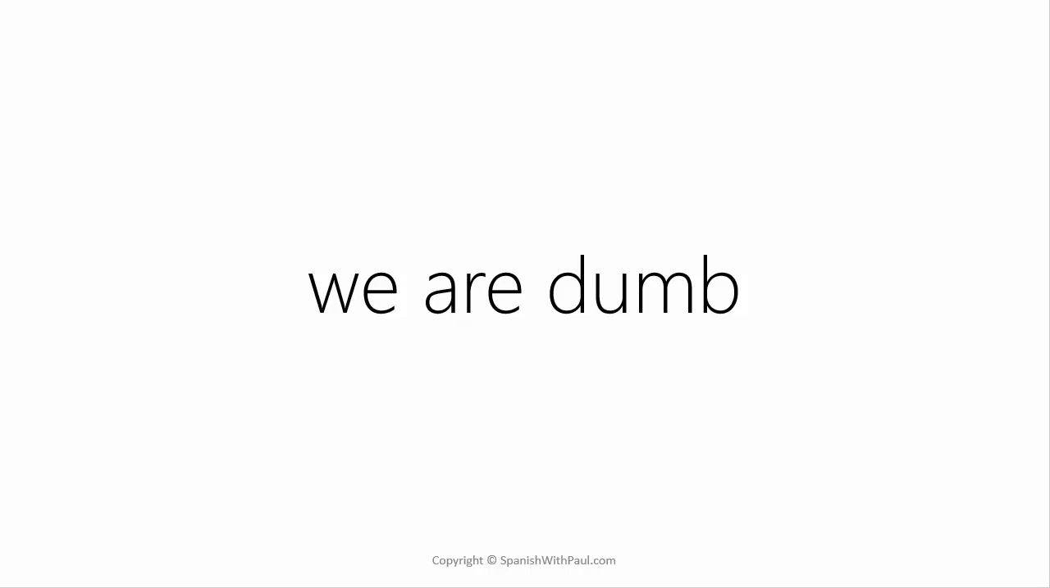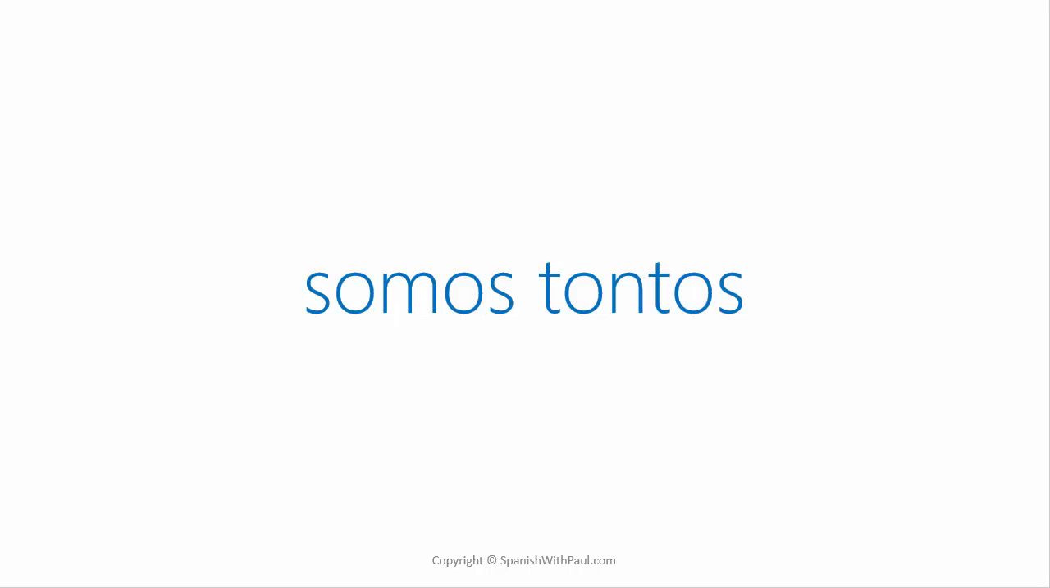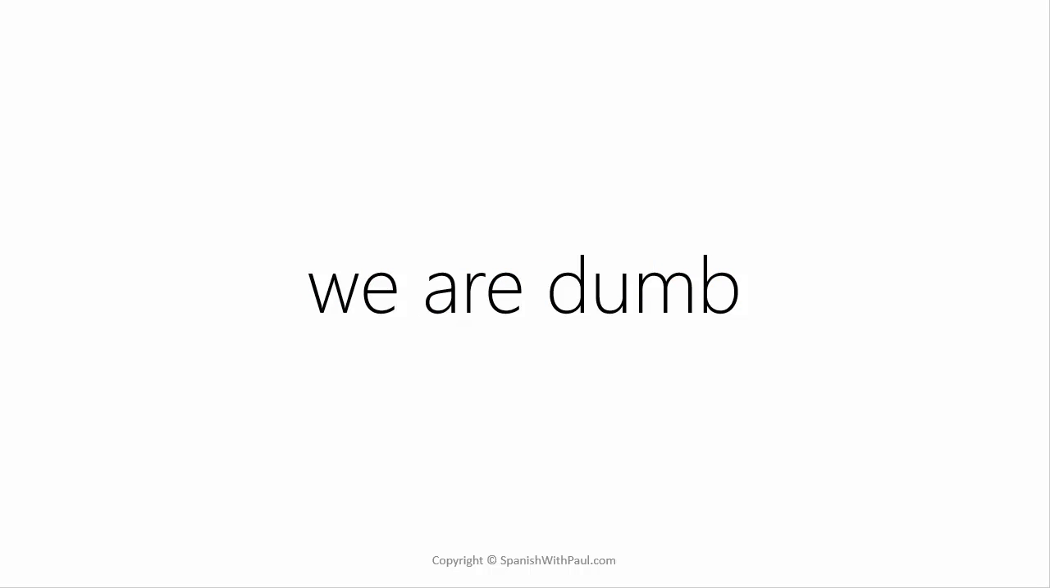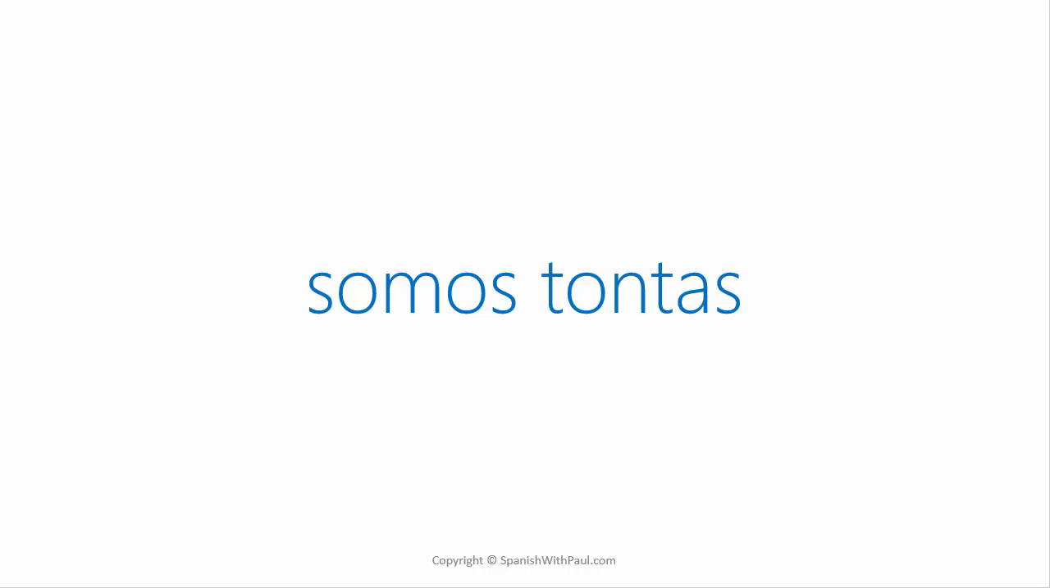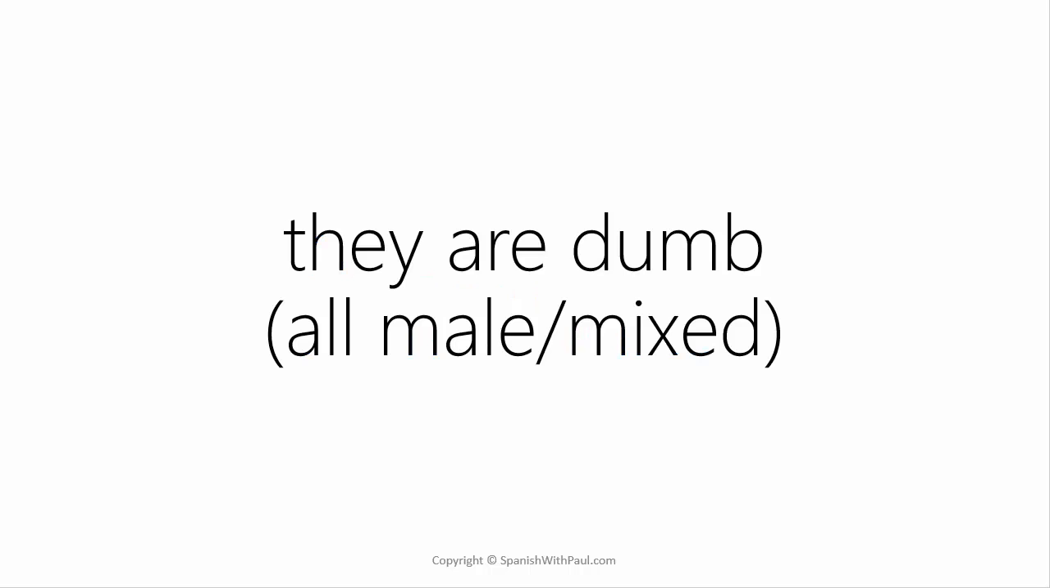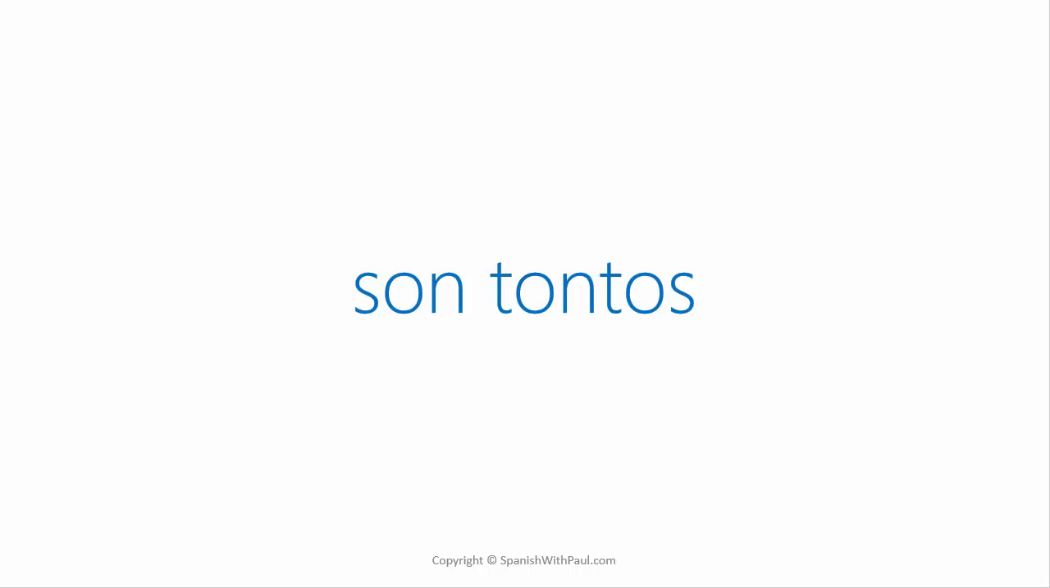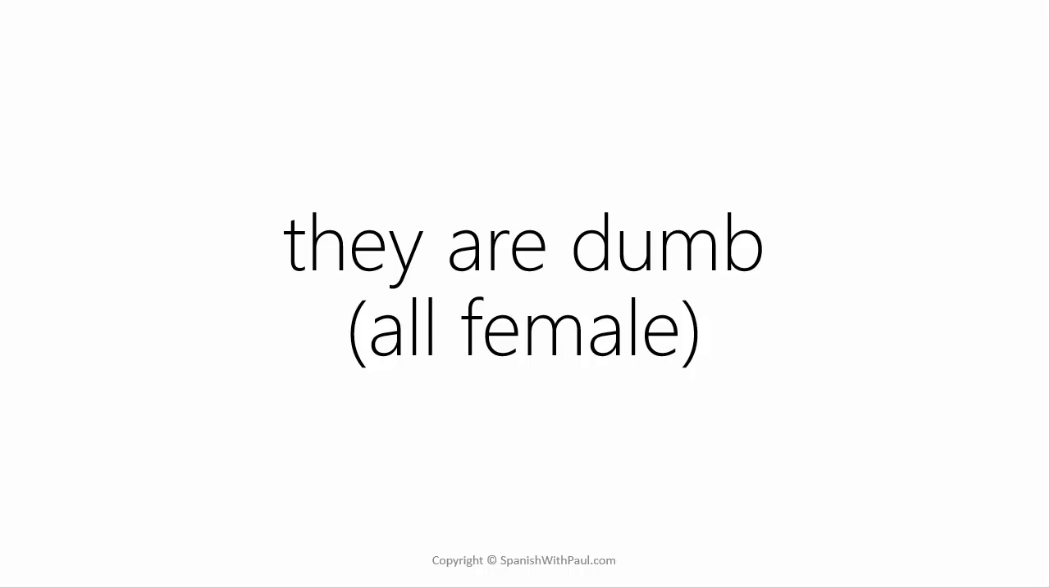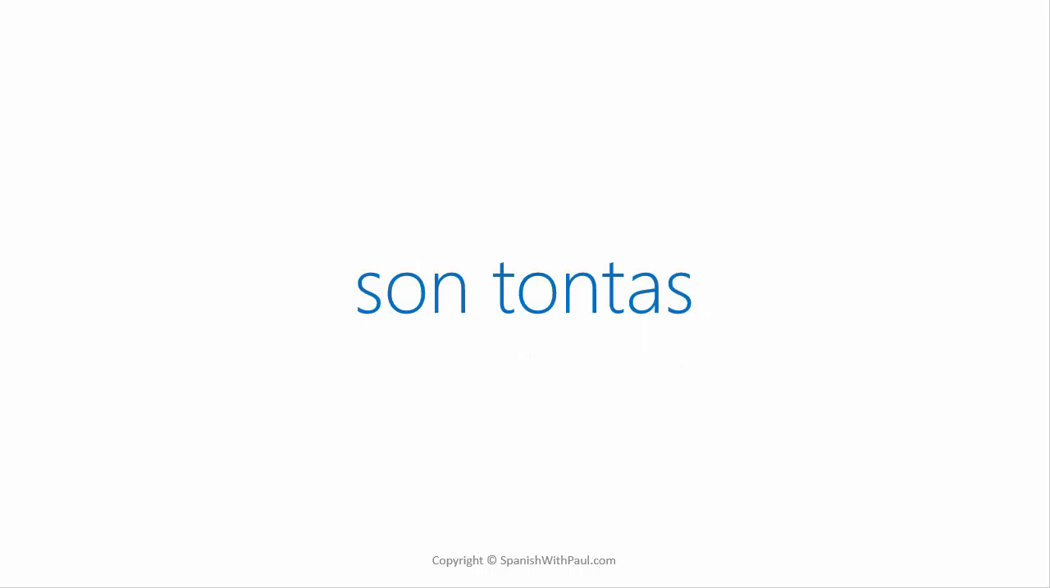Now, if we wanted to say we are dumb, we have to go into plural, right? So it would be somos tontos. Or we are dumb talking about a group of all females would be somos tontas. To say they are dumb, again, it's the same thing. A group of all men or a mixed group would be son tontos because it's plural, yes? And then they are dumb, referring to an all-female group, would be son tontas.